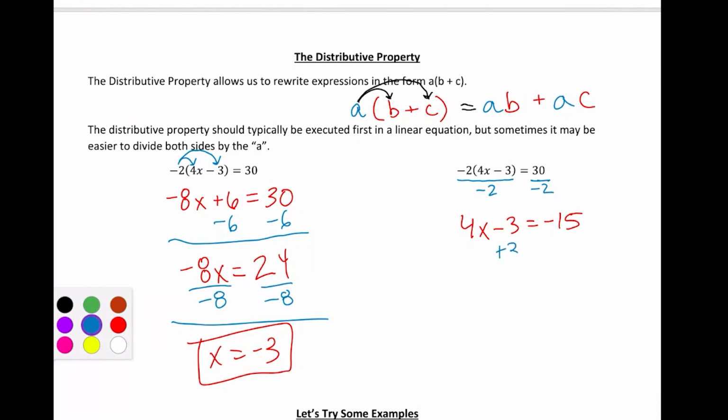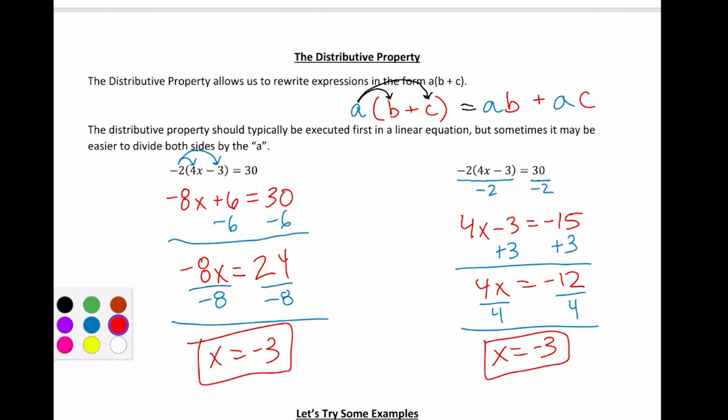If I add 3 to both sides, -15 plus 3 is -12. So I have 4x equals -12. And then finally, dividing both sides by 4 is going to give me the same answer that I got on the last one, which is -3. So I get x equals -3. Either way works. Now, I will usually solve it using the method over on the left-hand side. Mostly I would use that. If the right-hand method makes more sense to you, by all means use it.